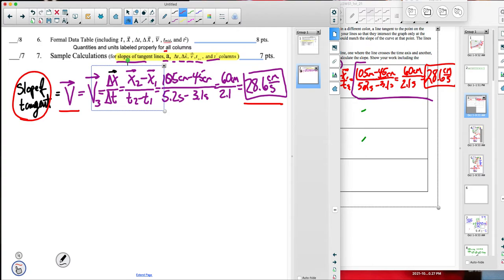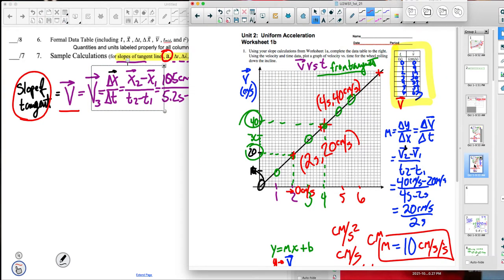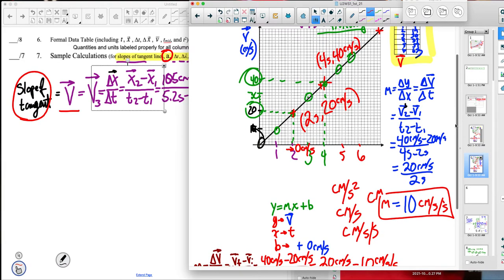The next one looks like it's rate of acceleration. Where did we do that? In the sample data, we did that on worksheets B and D. Here's my worksheet B. We made a velocity versus time graph, and if you look at the right side over here, we calculated the slope, which we eventually said was the rate of acceleration. So we could use those values for this.